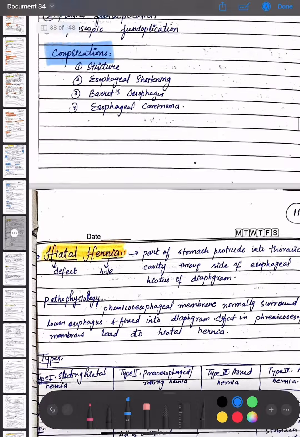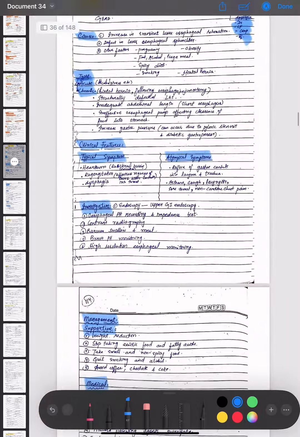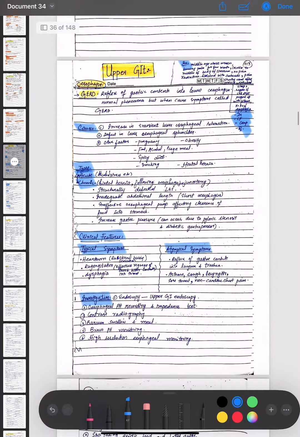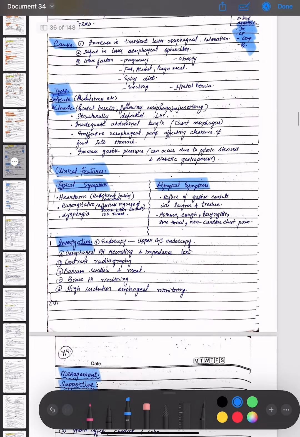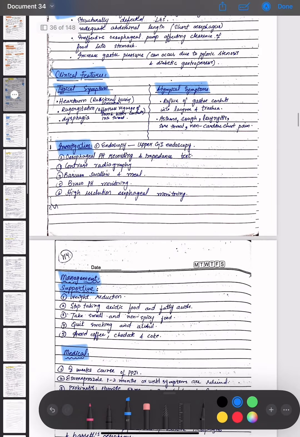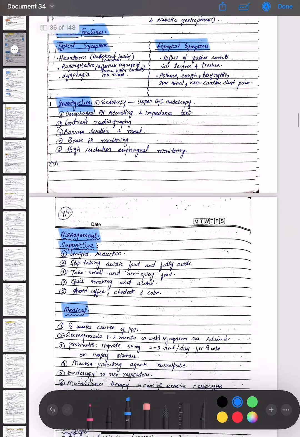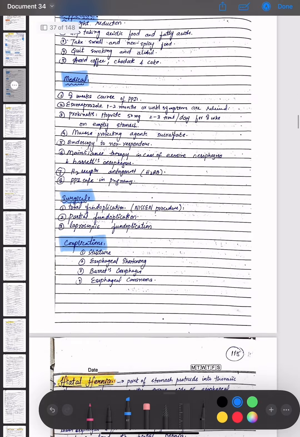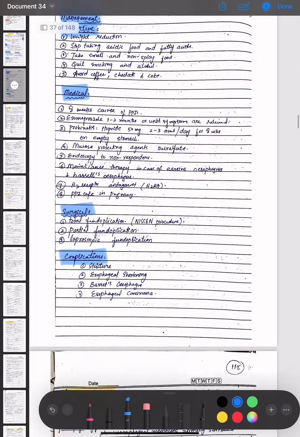So, what we have discussed in the first topic of esophagus, that is GERD: the causes, the types, acute and chronic, the clinical features, which are both symptomatic and asymptomatic, the investigations, the management, the medical, surgical, and supportive management, and then we discussed the complications.